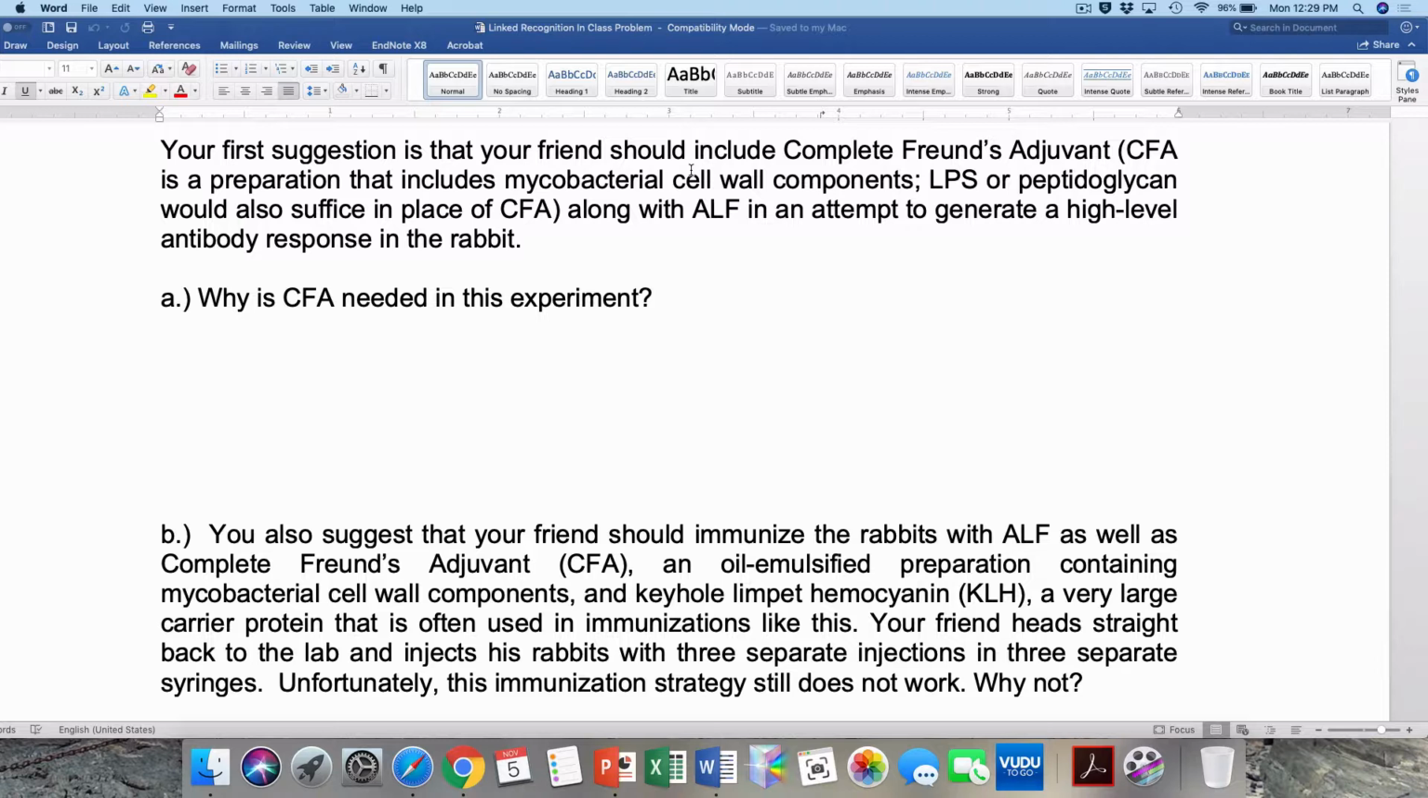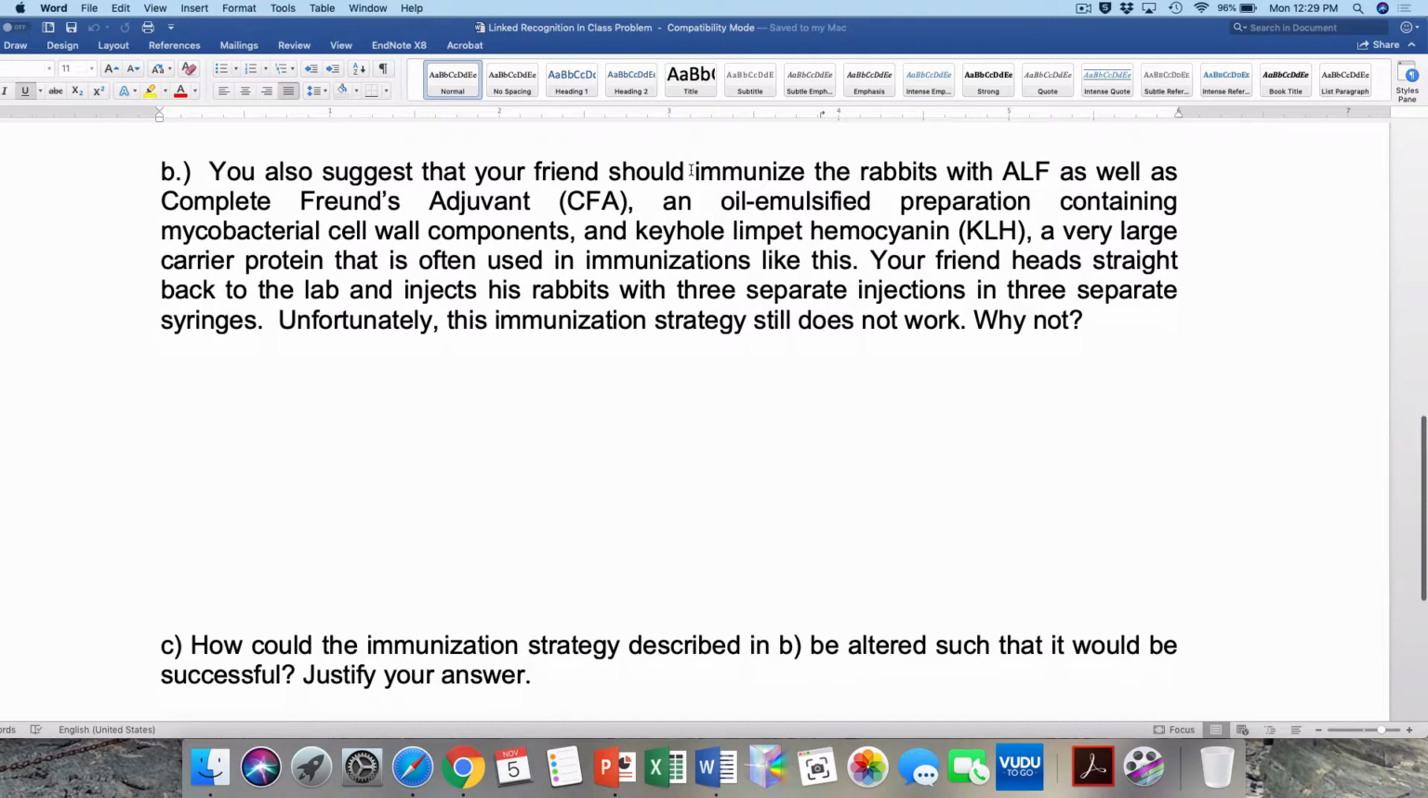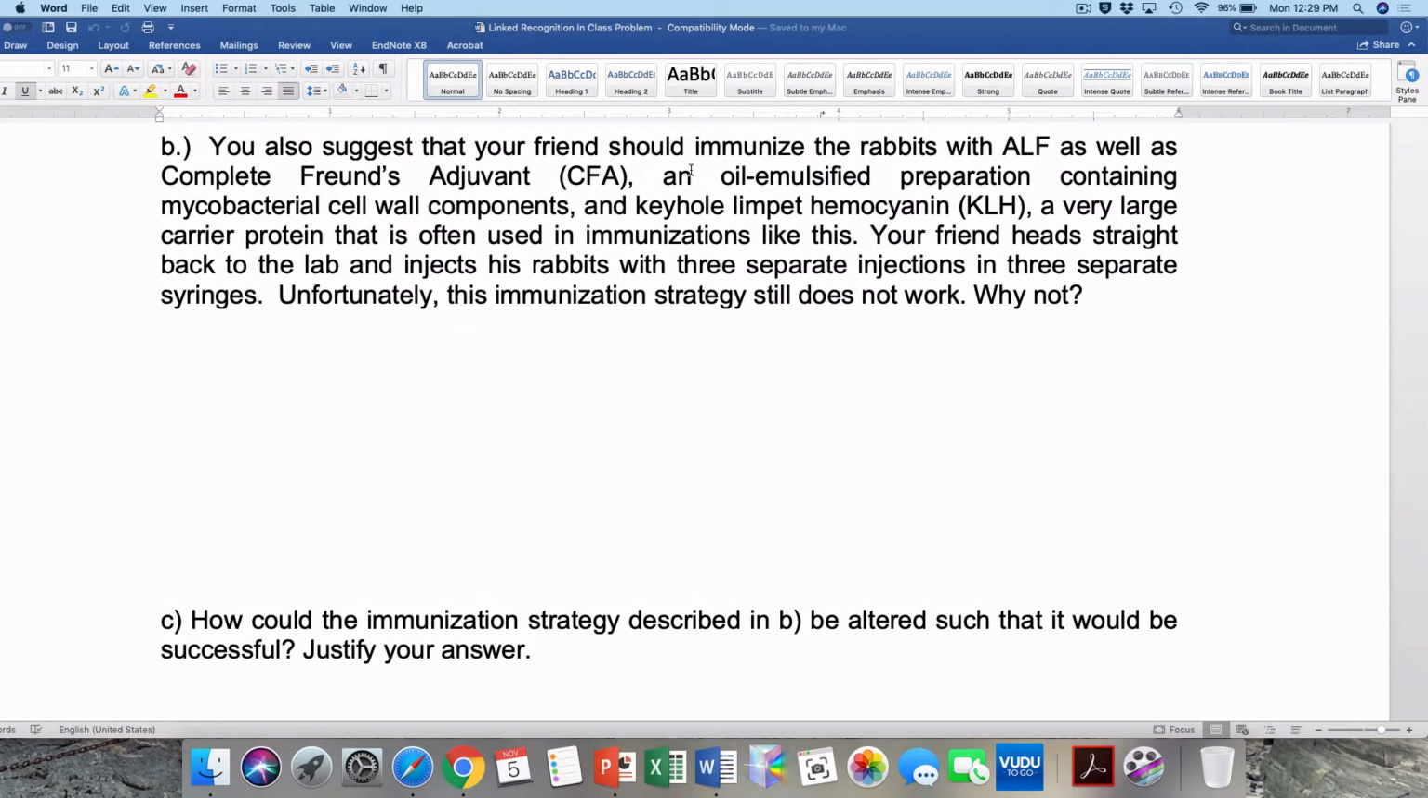So first, we've got to activate our T cell. And to do that, we need our antigen-presenting cell to give signal 2. So the next part of this process is in B.